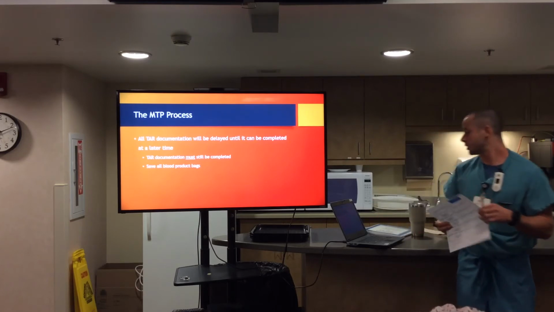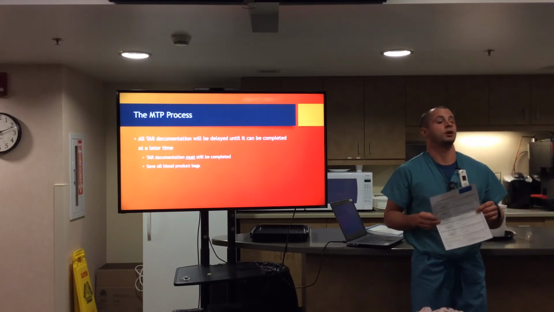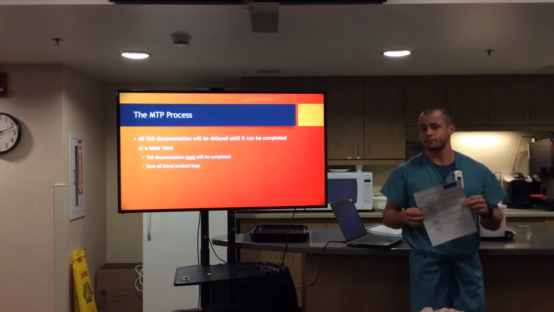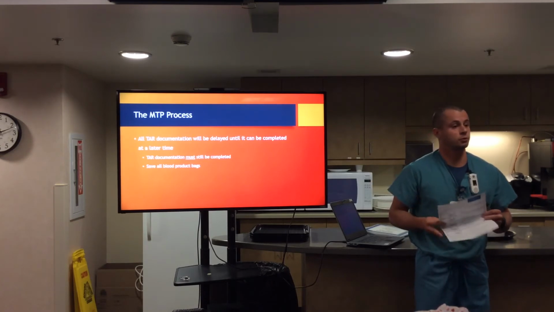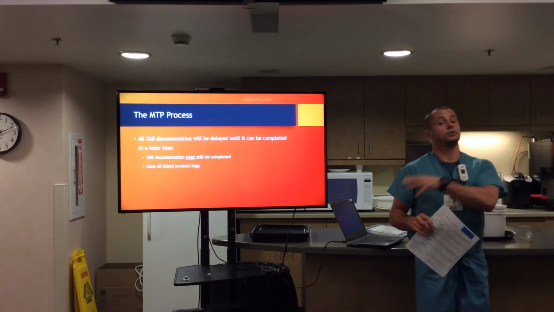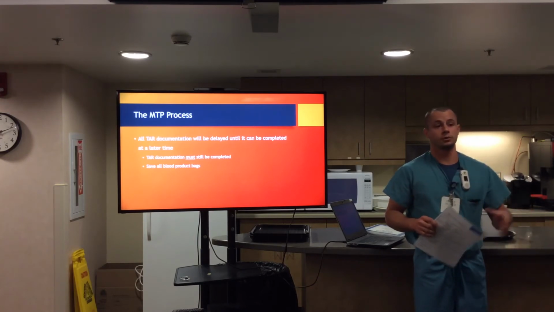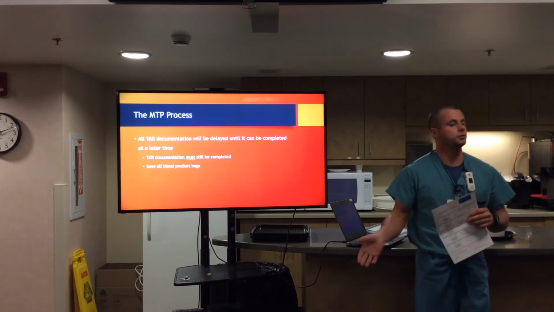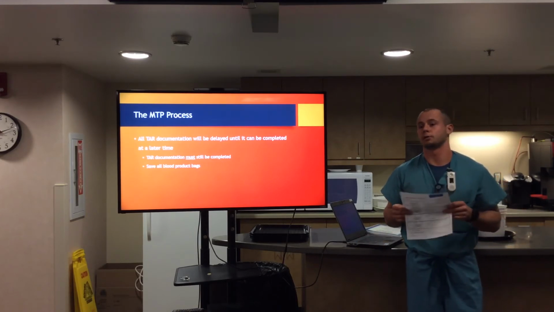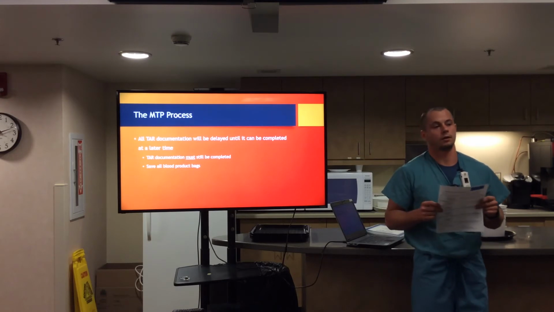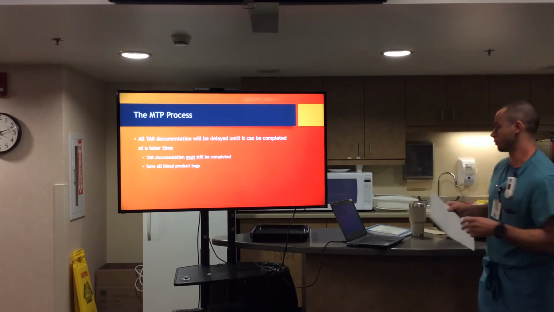Again, it must still be completed. So save all your blood product bags. This is not only for your help, but this is also a rule that we put in place. All those blood bags will be sent back to the blood bank, just like we used to do. If you're given 1 or 2 products, you can still throw your bags away. But if we're doing an MTP, all those bags need to go back to the blood bank. And also just save them for your own good.